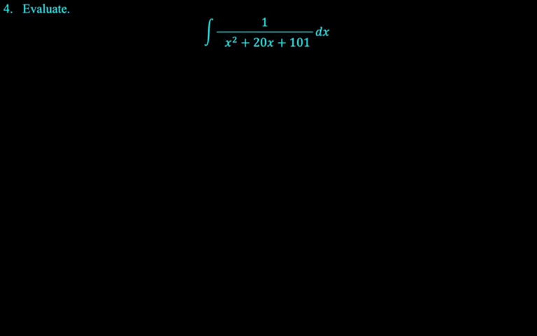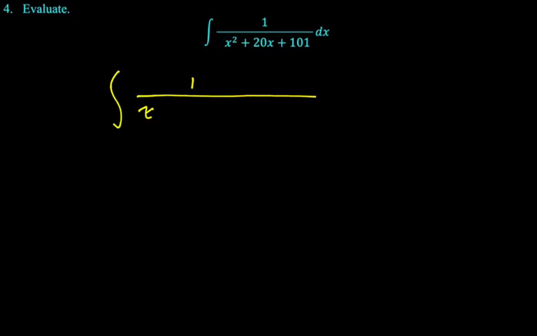Evaluate the integral of 1 over x squared plus 20x plus 101 dx. All right. You might initially think u substitution. Try to let u equal the denominator, but you do not have a 2x plus 20 in the numerator, so that's not going to work. But now you have a quadratic in the denominator. This is probably arctan, so we need to complete the square.